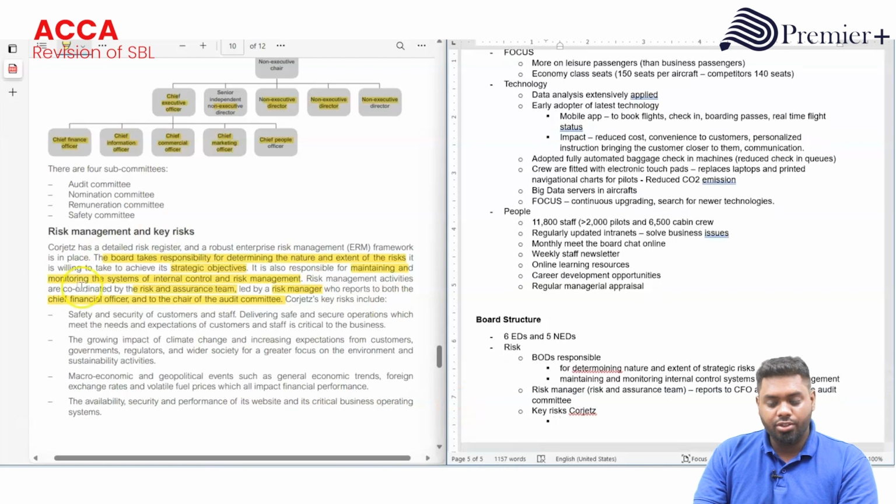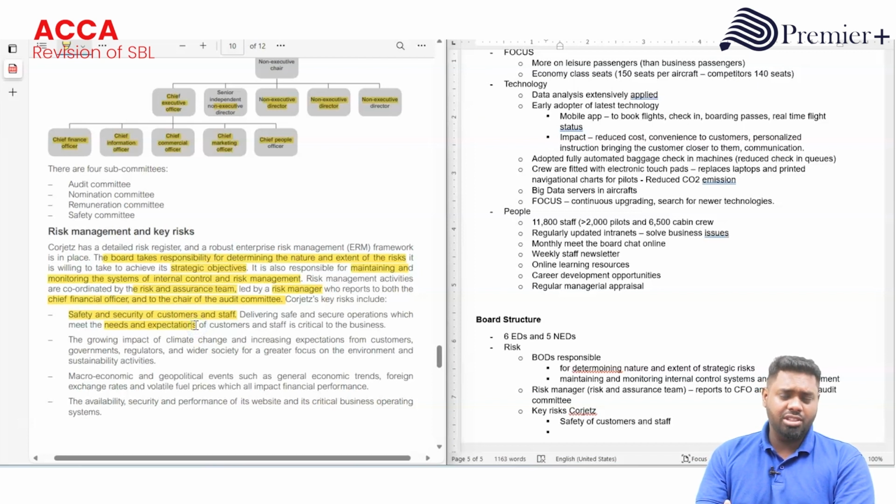Include safety and security of customers and staff. Delivering safe and secure operations which meet the needs and expectations of customers and staff. Okay. Safety of customers and staff. So, delivering safe and secure operations which meet the needs and expectations of customers. We can elaborate on this, since it's air travel. It is related not only to the lives of the customers and staff, but also to their baggage as well as their travel experience, to make it more safe.